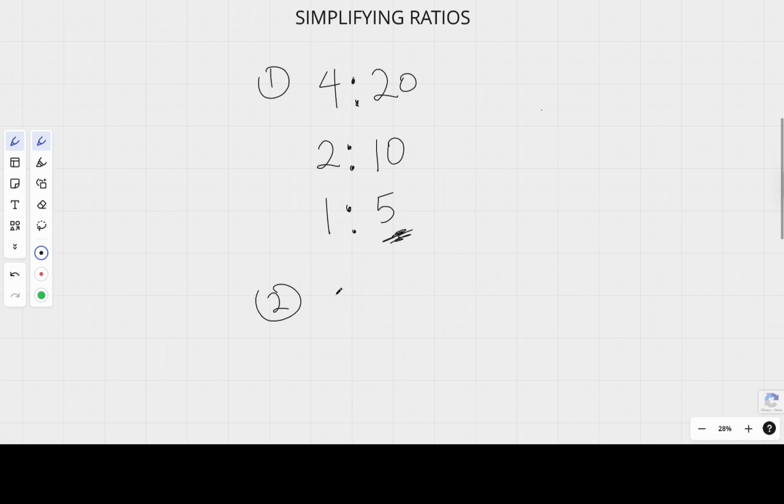Let's look at the second example. If we have 15 ratio of 100, same rule: you think of a number that can go into 15 and 100, and that number is 5. 5 goes into 15 3 times, and 5 goes into 100 20 times. Once you have this, you ask yourself, is there any number that can go into 3 and 20? There is no whole number that can go into 3 and 20, and so you leave it like that. That's the simplified form.